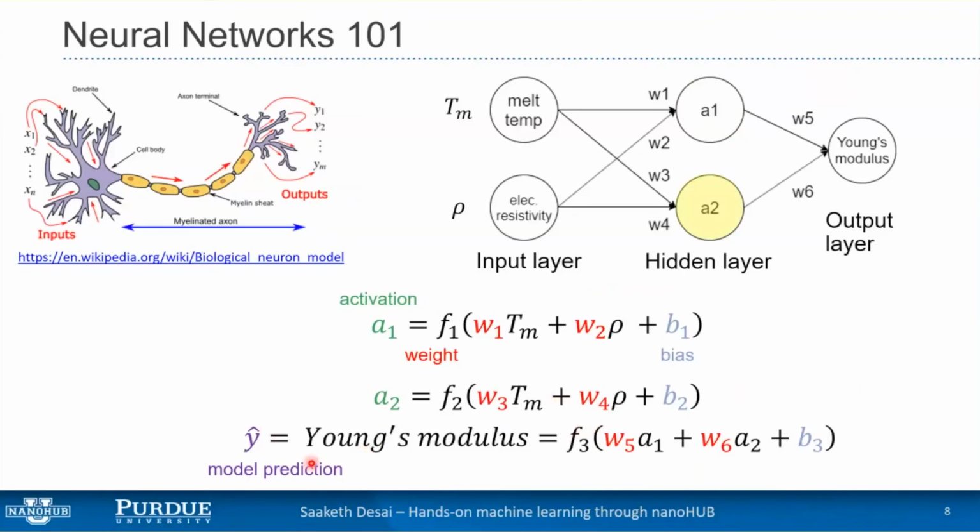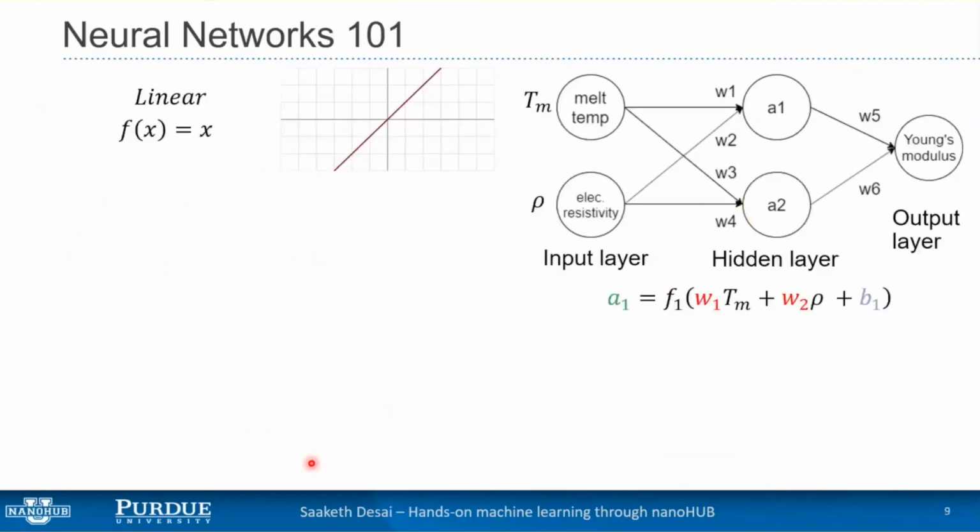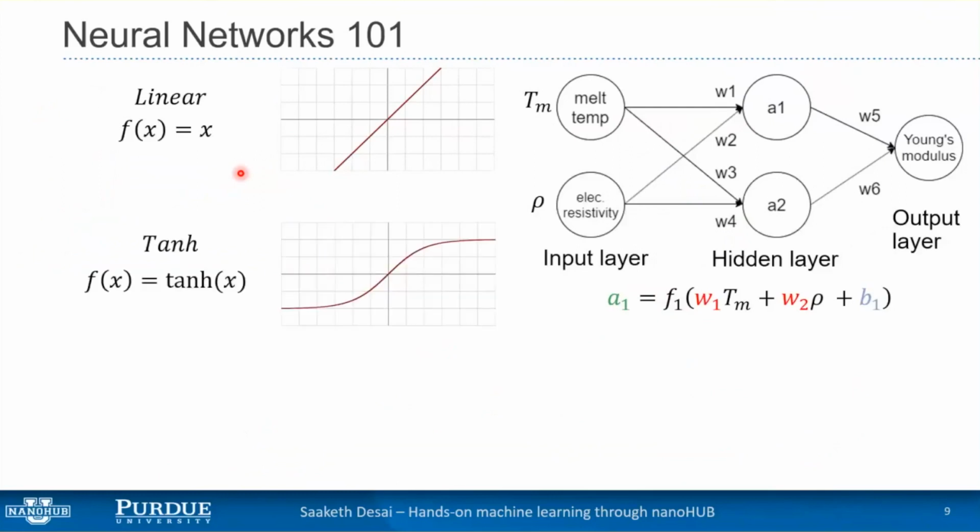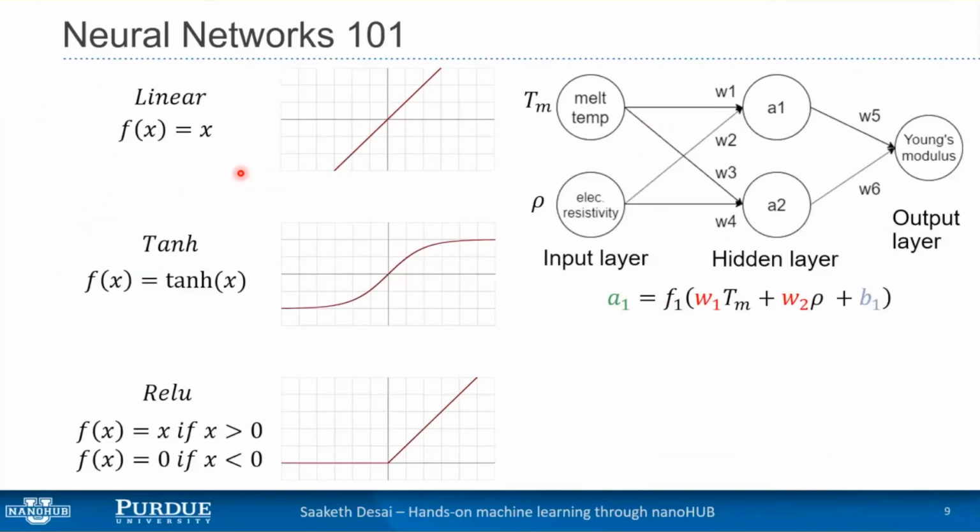So let's look at these activation functions. The simplest activation function you can have is to do nothing, which is a linear function. So it's just going to take in the input and spit out the same output. Common activation functions are hyperbolic tangent, tanh, sigmoid, and ReLU, called rectified linear unit, which is what we will use in our code in a second.